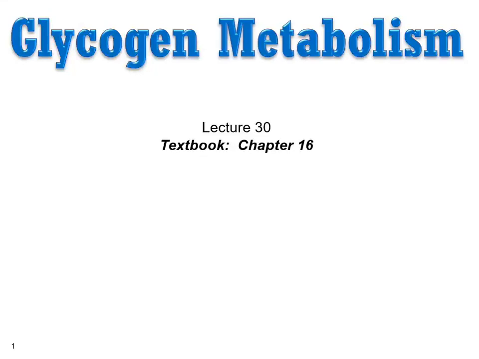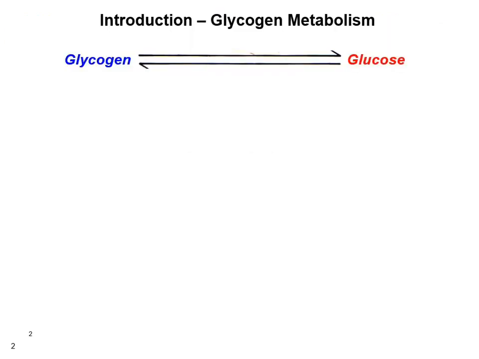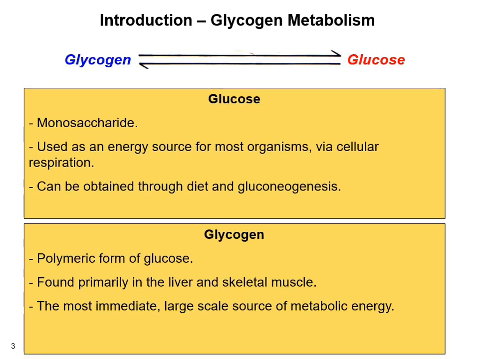So our next topic is going to be glycogen metabolism. And all glycogen metabolism is the conversion of glucose into glycogen or the conversion of glycogen into glucose. And the direction depends on the state of the cell. So if the cell has a lot of energy, it's going to convert glucose to glycogen. If the cell does not have that much energy and it needs energy, it's going to convert glycogen back to glucose. And just a reminder of what these molecules are.